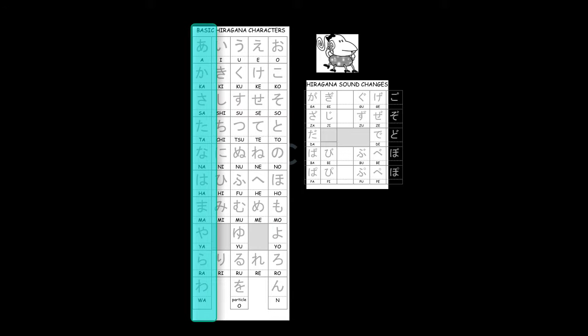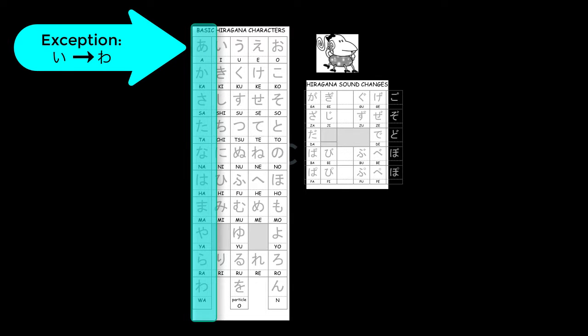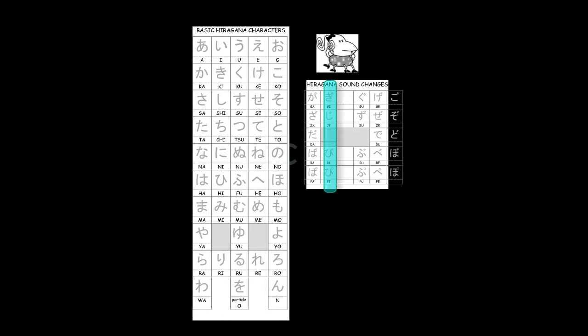Beware, there is one exception, and that is hiragana i, which changes not to a, but to wa. Also, if you happen to have a tenten on one of your i hiragana, it retains the tenten when it changes to its a form.